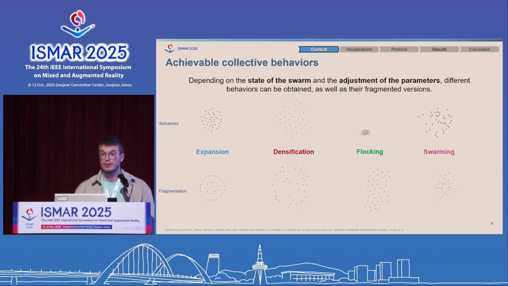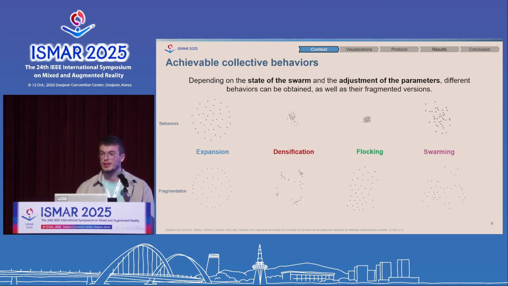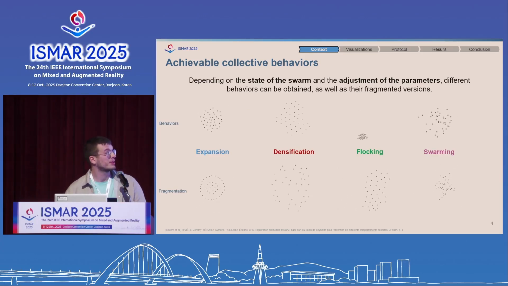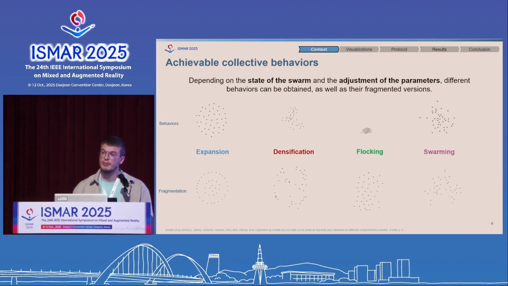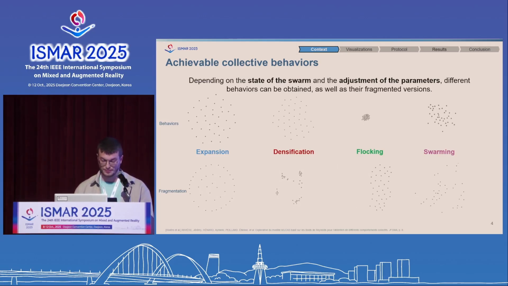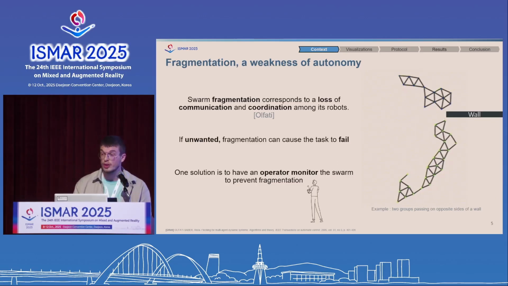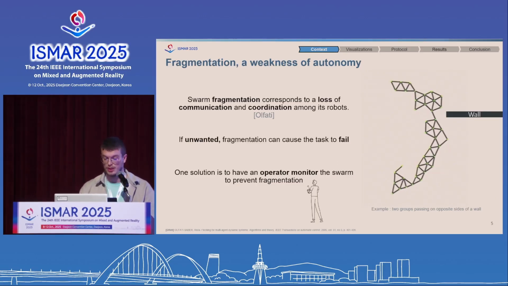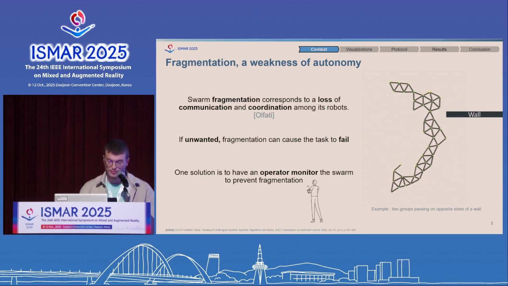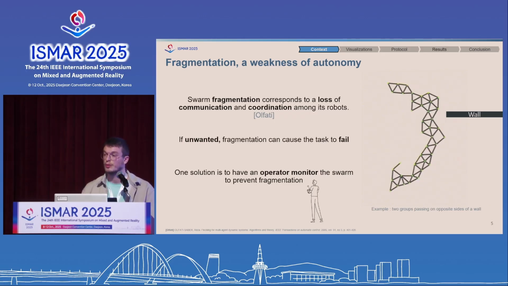By modifying the robot behavior, we can change the overall behavior of the swarm, and in that context obtain multiple swarm behaviors, like the ones you can see on the presentation. By incorrectly modifying this parameter, we can also obtain a fragmented version of these behaviors. So fragmentation is a weakness of autonomy in swarms. It corresponds to a loss of communication and coordination among the robots. Basically, the swarm is divided into multiple groups. If unwanted, fragmentation can cause the task to fail, so we don't want the swarm to fragment.